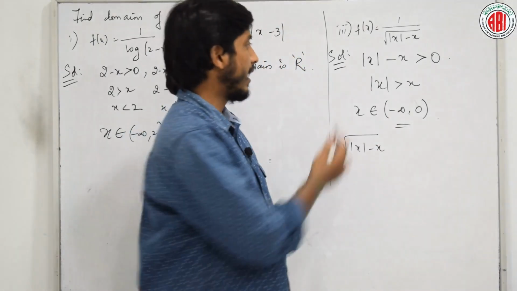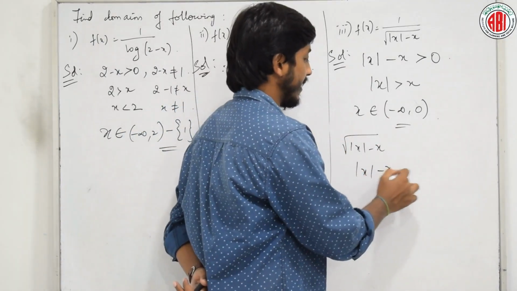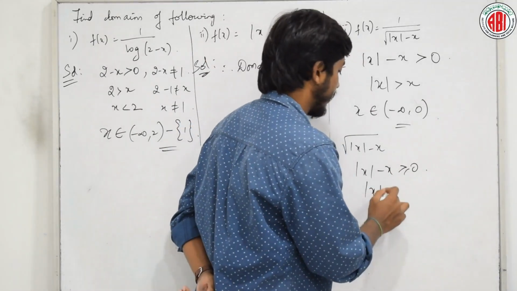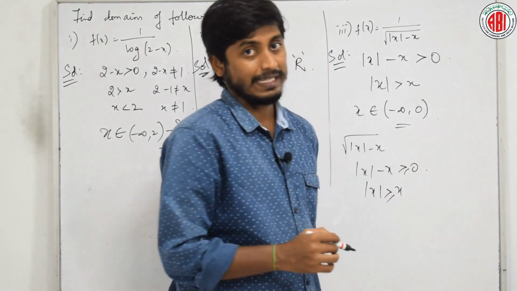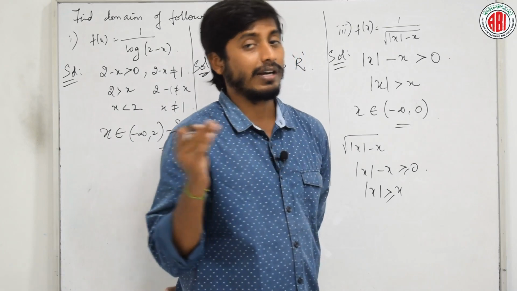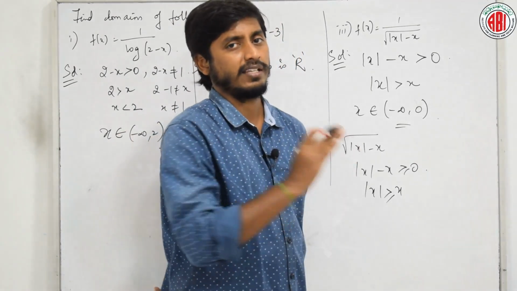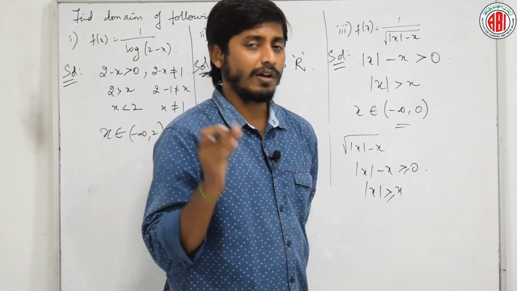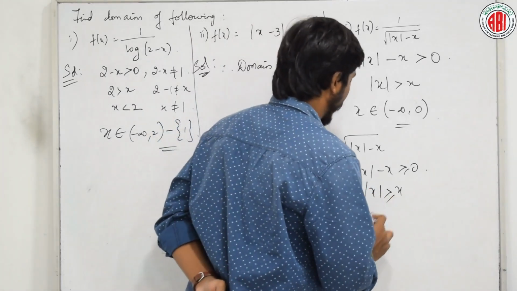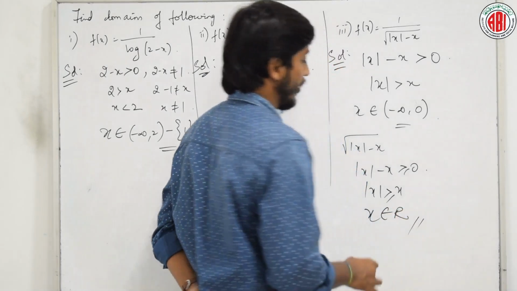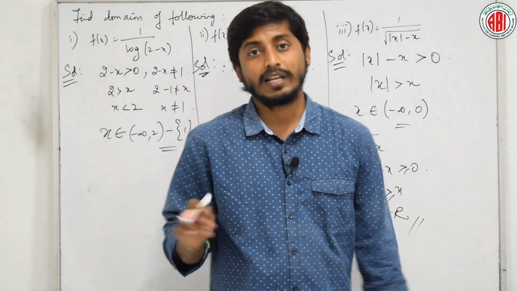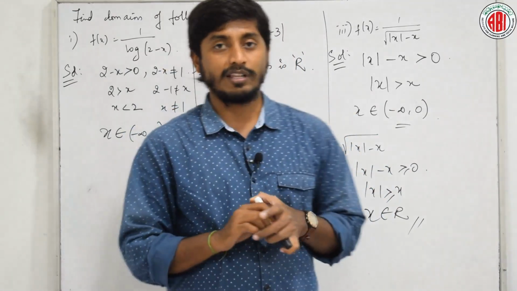If it is in the numerator, I will write mod x minus x is greater than or equal to 0. Isn't it? From that, mod x is greater than or equal to x. When will it be greater than or equal to x? Either it will be equal or greater. Greater holds from minus infinity to 0. Equal or more means obviously it should be a positive value. Therefore, here the domain is all real numbers. Any number you can substitute. It will be either greater or equal. Clear? Is it fine? Shall we move on to the next problem?